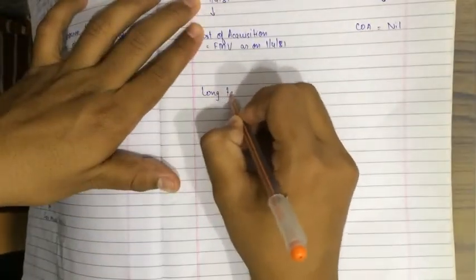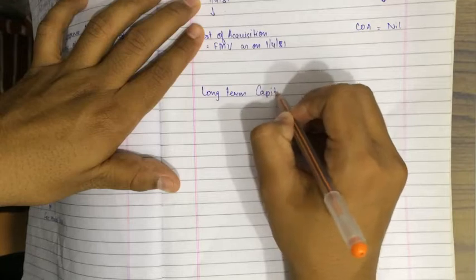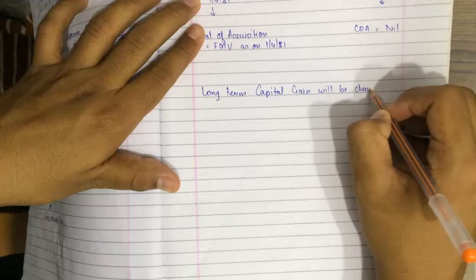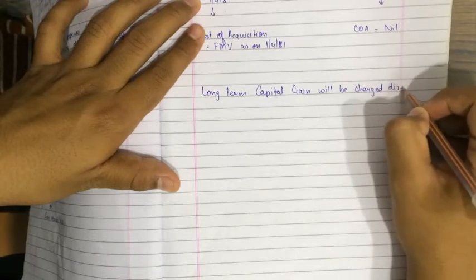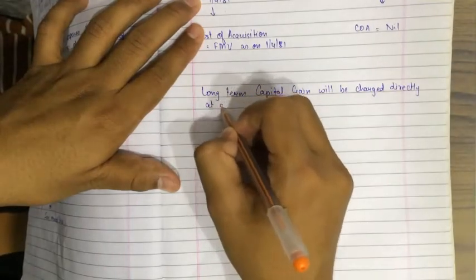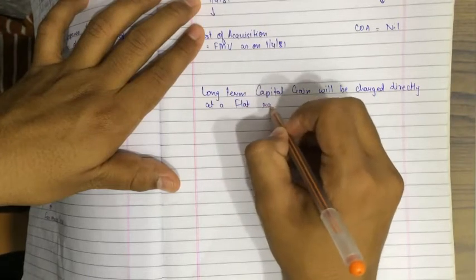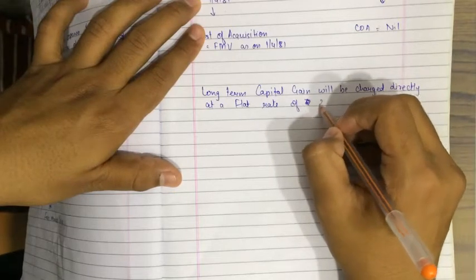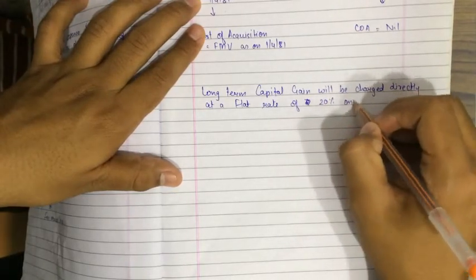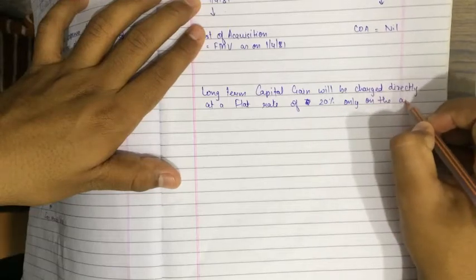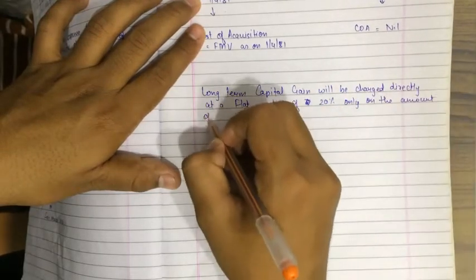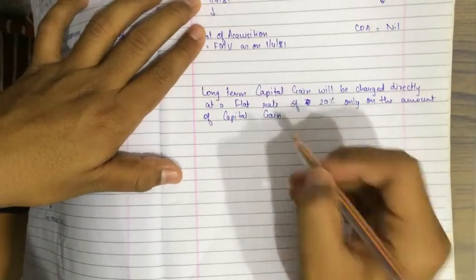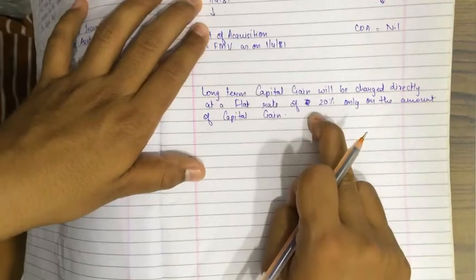Long term capital gain will be charged directly at a flat rate of 20% only on the amount of capital gain. Here is an interesting concept. I'll explain it to you. First, understand what this is.